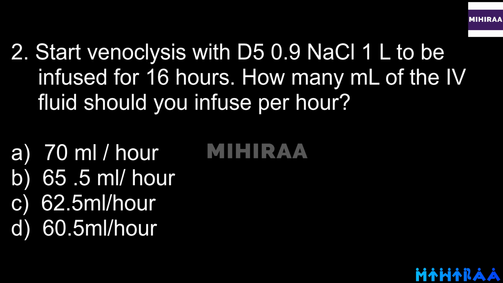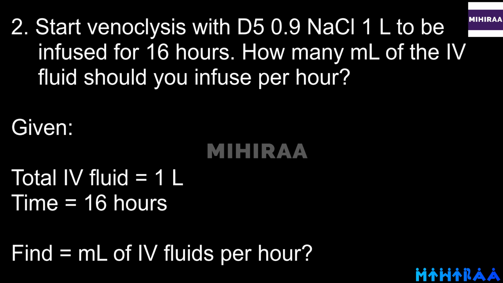Question number 2. Start venoclysis with D5 0.9 NaCl 1 liter to be infused for 16 hours. How many milliliters of the IV fluid should you infuse per hour? A. 70 milliliters per hour. B. 65.5 milliliters per hour. C. 62.5 milliliters per hour. D. 60.5 milliliters per hour.